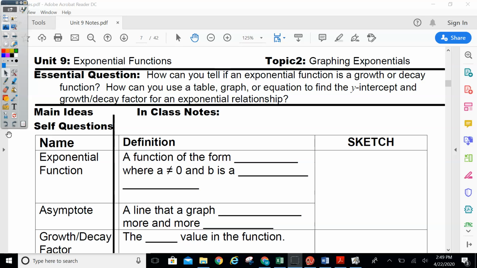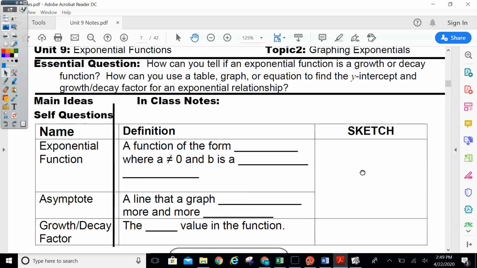Alright, so topic 2 is graphing these exponential functions. So our central question: how can you tell if an exponential function is growth or decay? And then how can you use the table, the graph, or the equation to find the y-intercept and the growth or decay factor for the function?